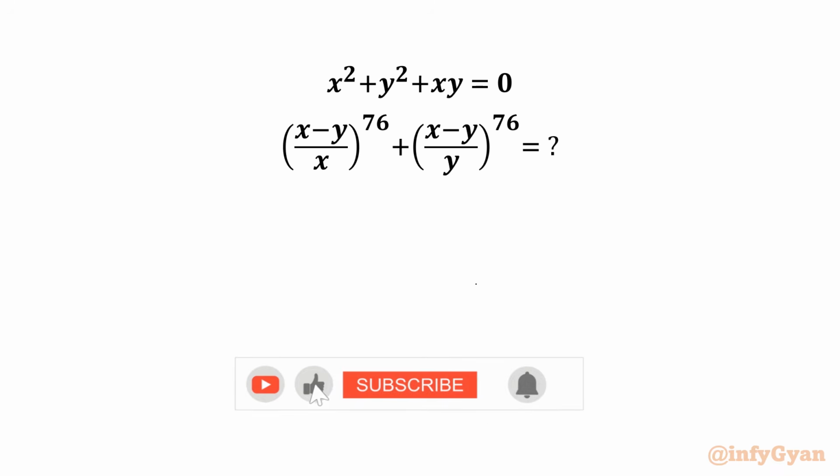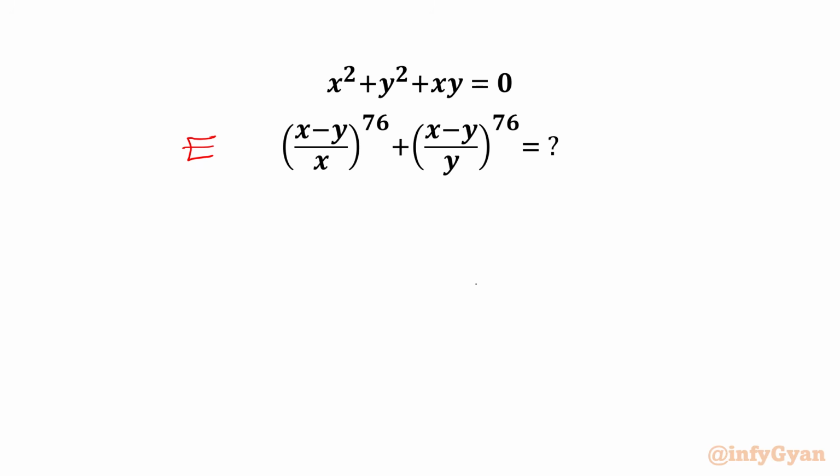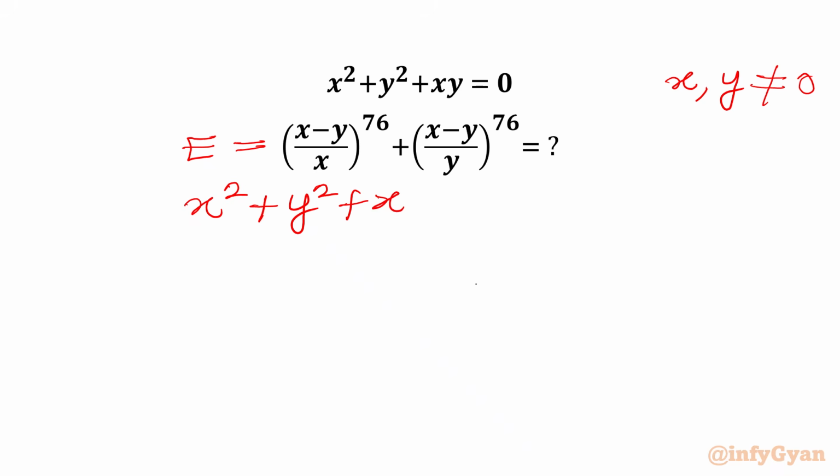Today in this video we have one very interesting and challenging question from algebra. So let's get started by considering required expression equal to E first. We have x and y in the denominators. So x and y cannot be equal to 0. Now we will write our equation x square plus y square plus xy equal to 0.